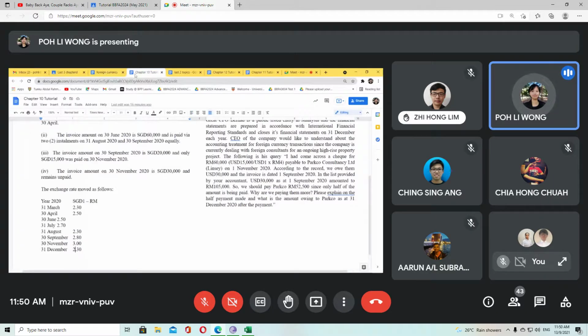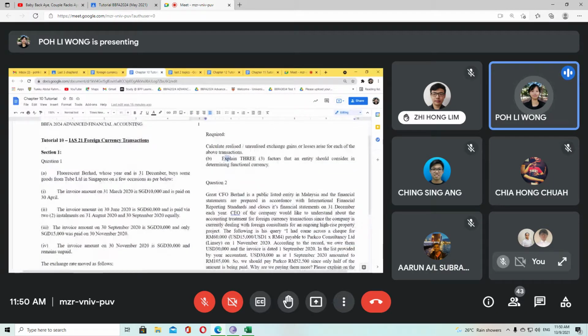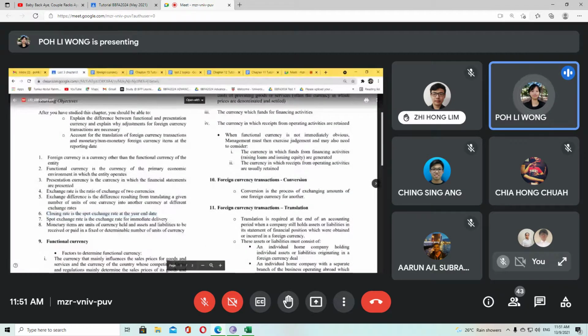The next question basically is on explain 3 factors that an entity should consider in determining functional currency. Okay, so 3 factors that you should consider in determining functional currency. So as I have mentioned just now, I need you all to understand what's the difference between functional and presentation currency.